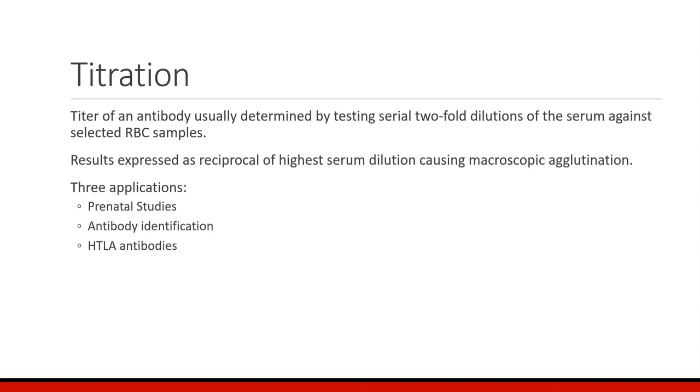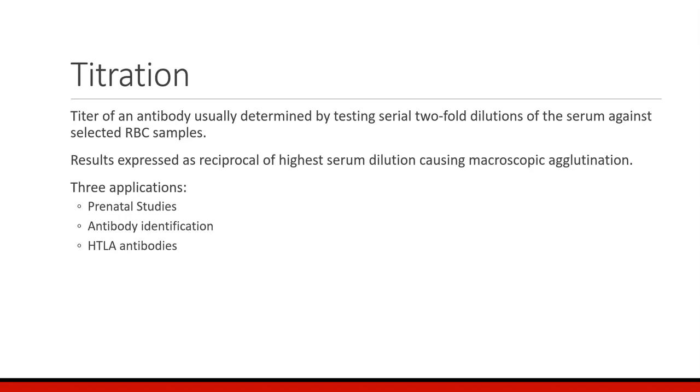A titer of an antibody is usually determined by testing serial two-fold dilutions of the serum against selected red cell samples. This is why we had you do serial dilution so many times in your serology labs, because it is the most frequent procedure done in serology so far as titers are concerned. So we have a 1 to 10, 1 to 100, or whatever, but it's a doubling dilution. If it's 10, 100, 1,000, 2, 4, 8. So you dilute out the patient's sample, and then you test it.